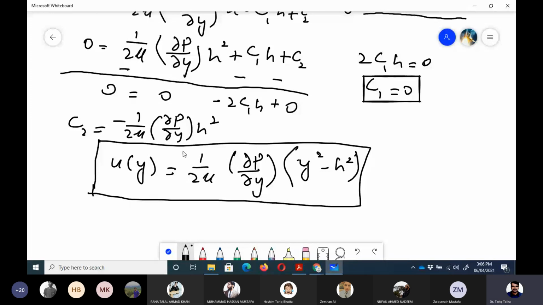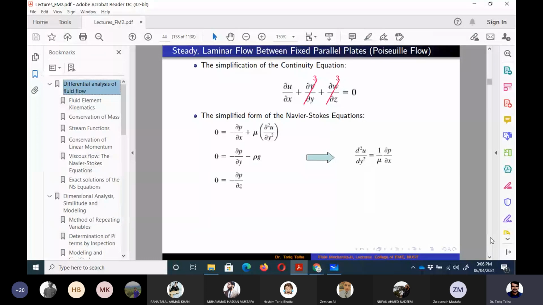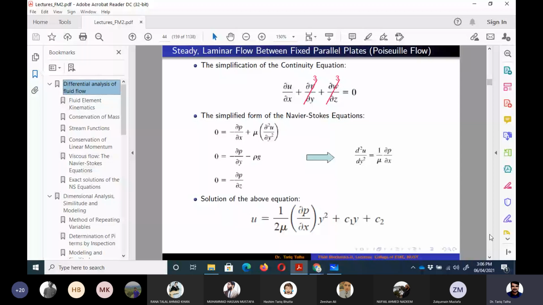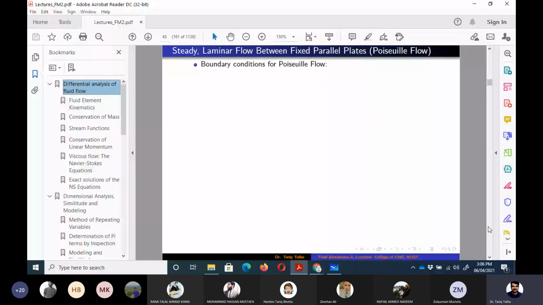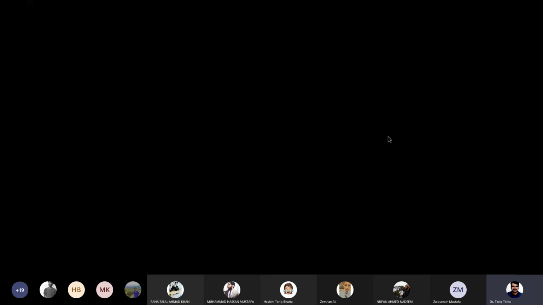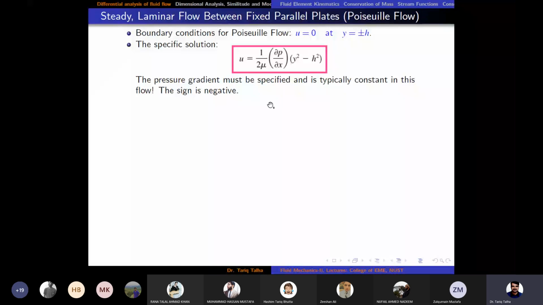So this is our velocity profile, and we can easily see that it depends on the second power of y. So it means that this is a quadratic equation, right? We know what a linear equation is and what a quadratic equation is. This was the general solution. In order to get the specific solution, we need to apply the boundary conditions. So if we apply them, we can write it like this. I hope that it is clear to you. And we have u is equal to 1 upon 2 mu partial p by partial x into y square minus h square. So now here we have the value of u.